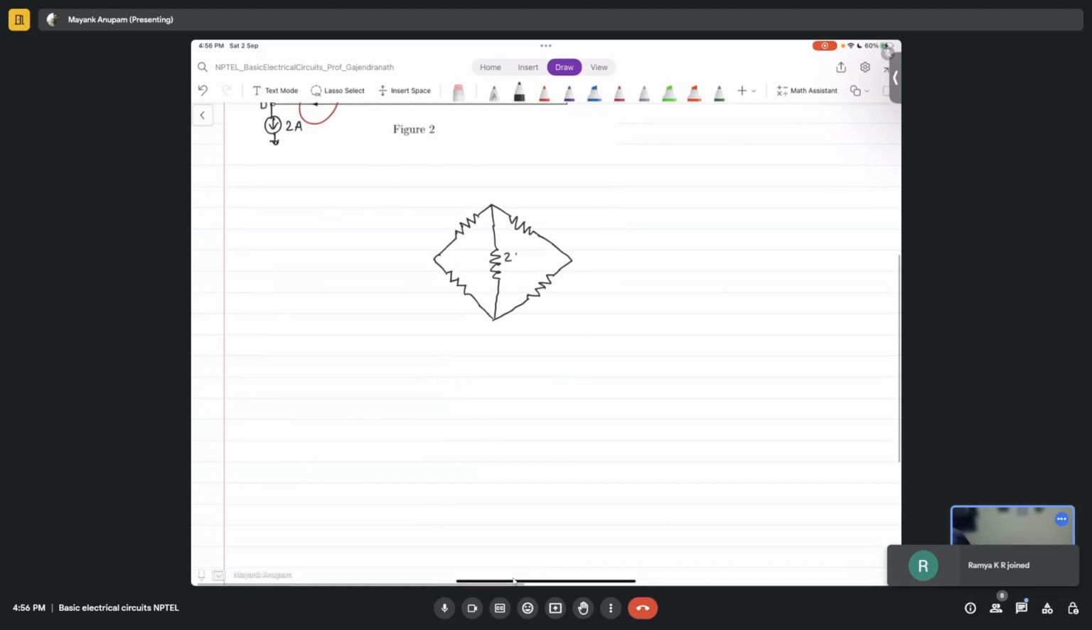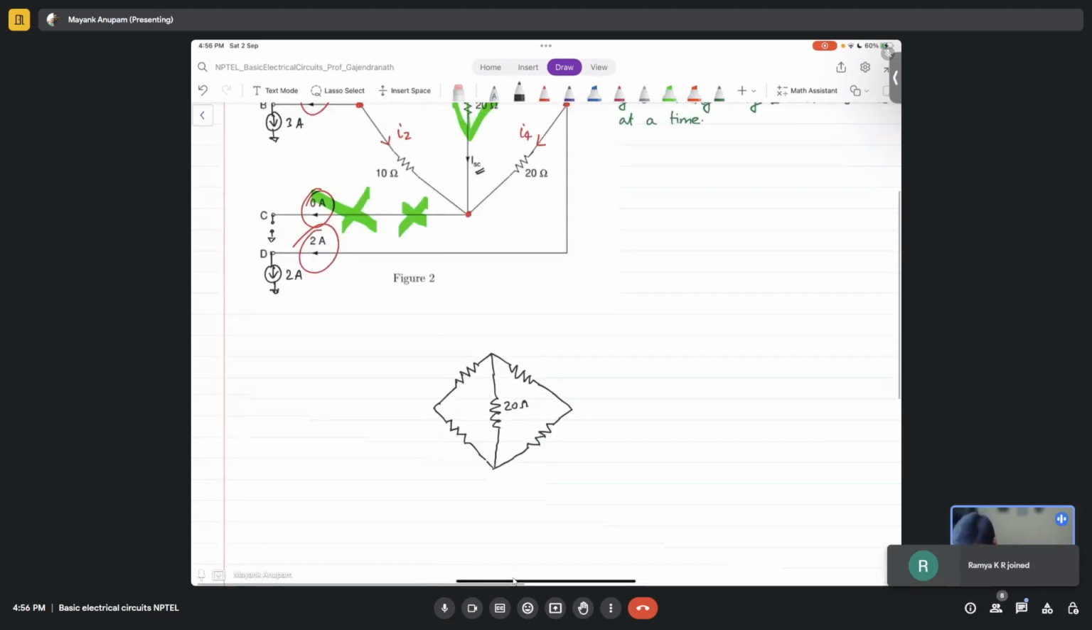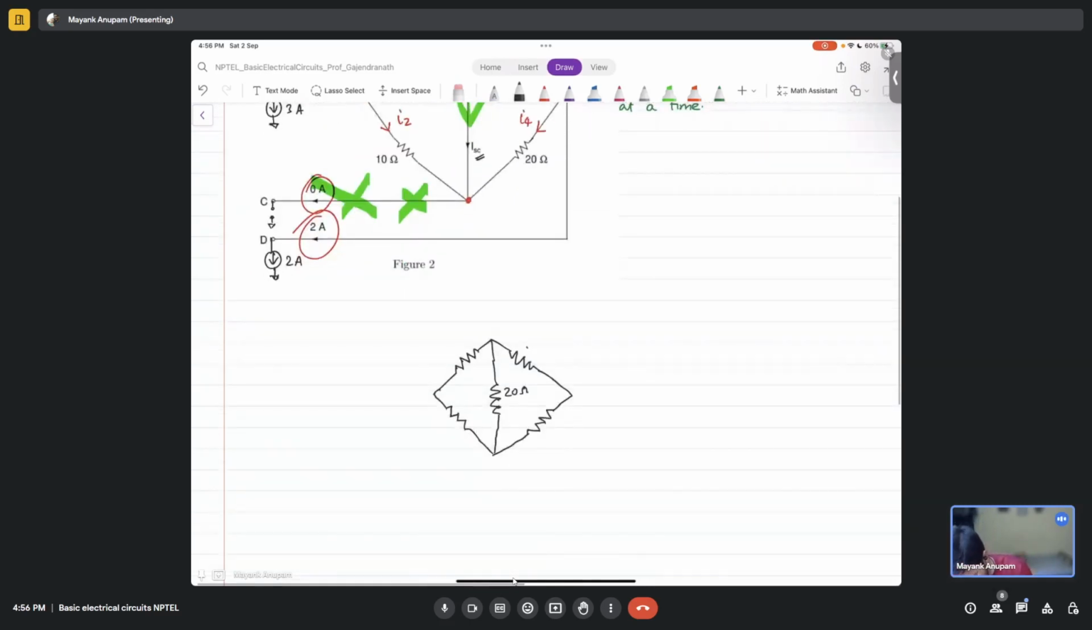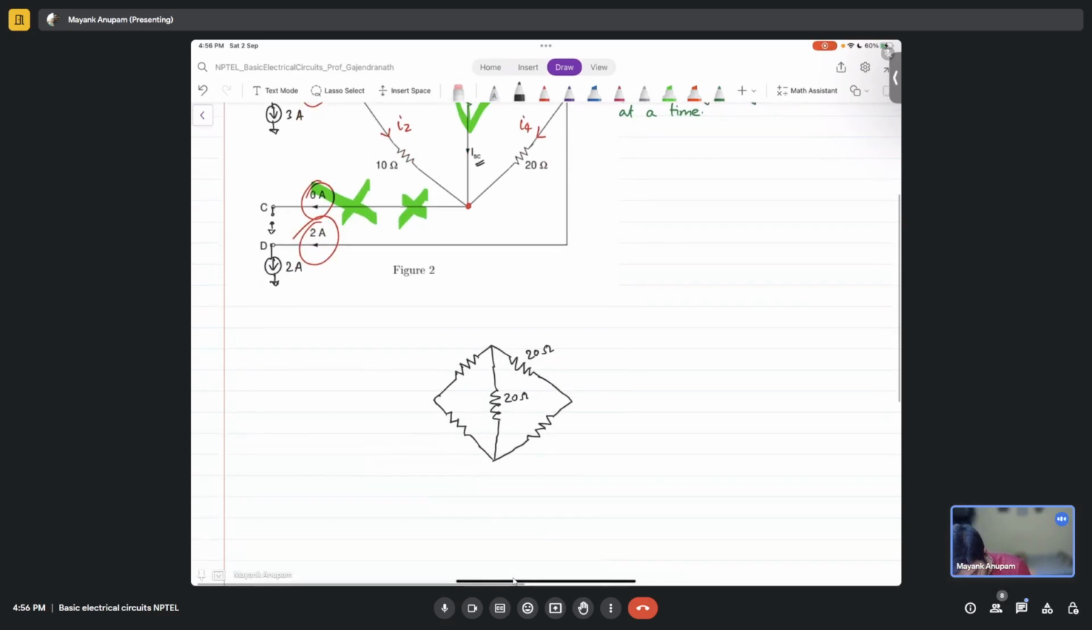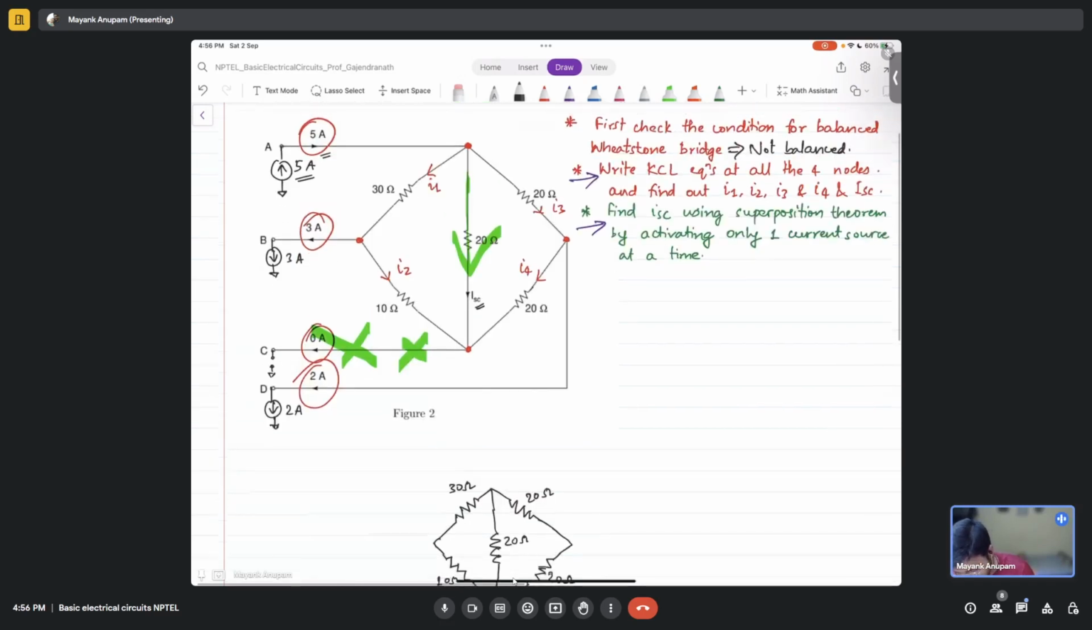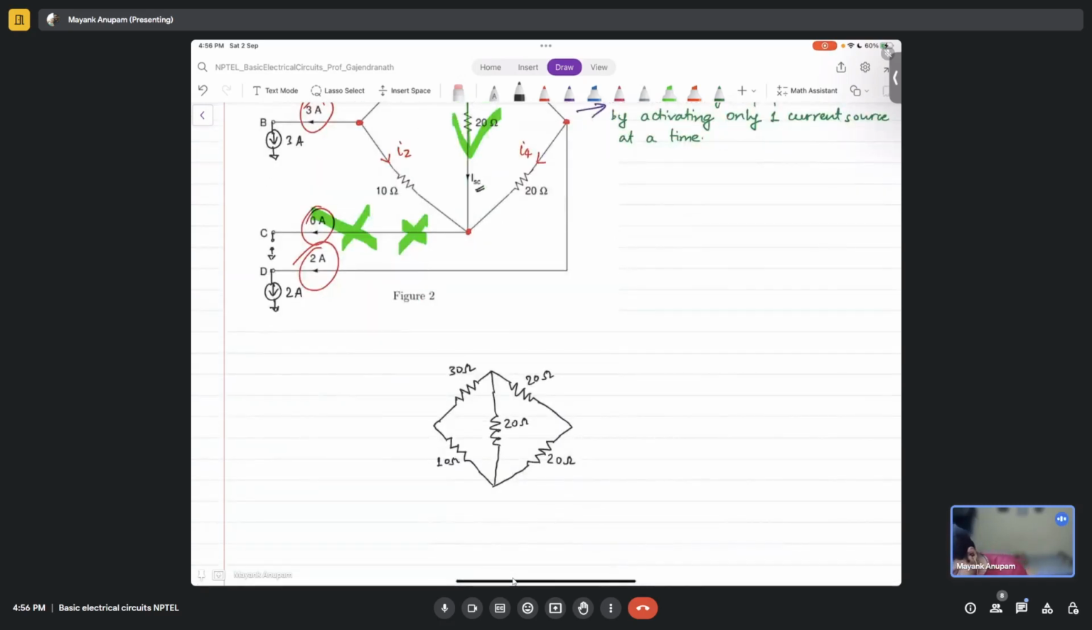Yes, this is 20 ohms, and this is 20 ohms. This is 20 ohms. This is 30 ohms. This is 10 ohms. All right, and let's remove this 20 ohms from here. Okay, let's do this.